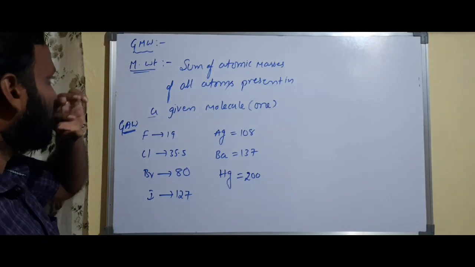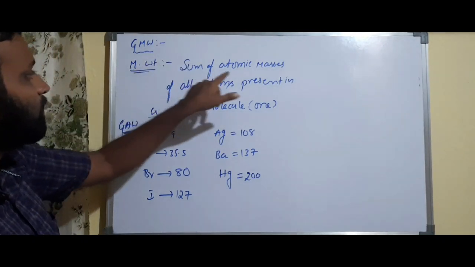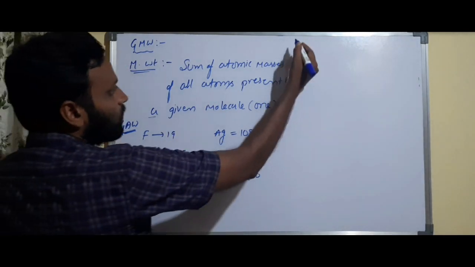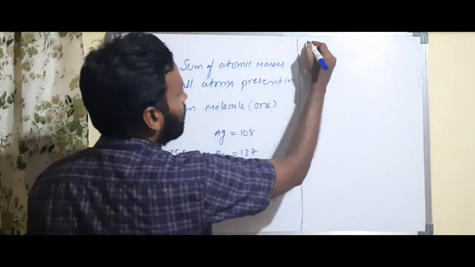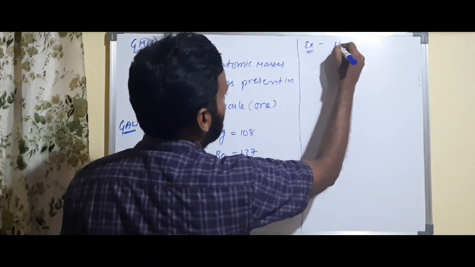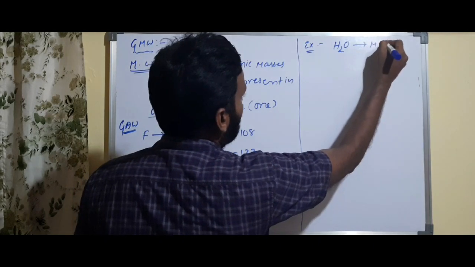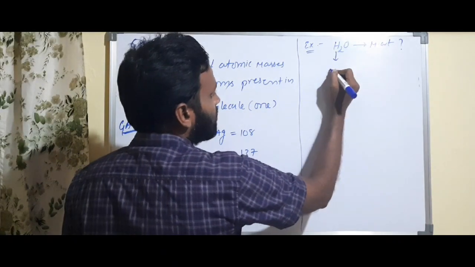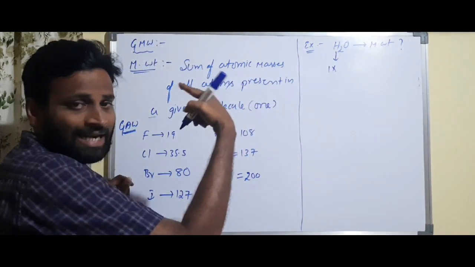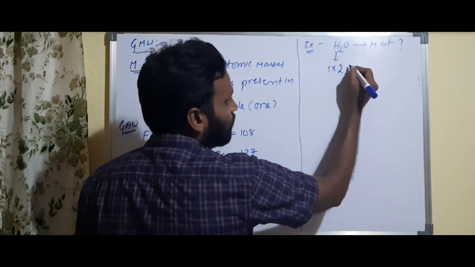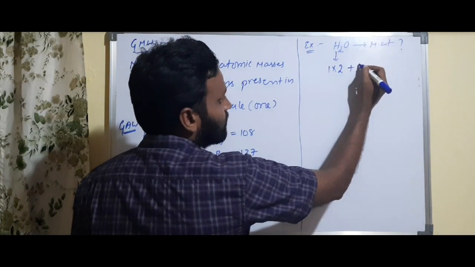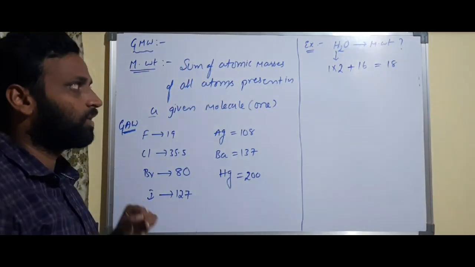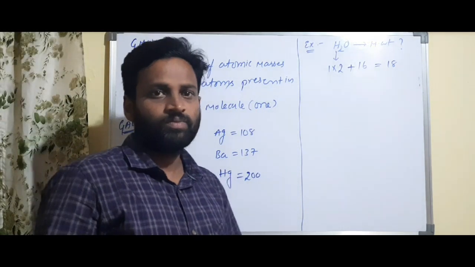Now, gram molecular weight. The sum of the atomic masses of all atoms present in a given molecule is called molecular weight, as I told you. Some examples: water. What is the molecular weight of water? Very simple: hydrogen is 1, and there are 2 hydrogens, so 1 into 2, plus oxygen, which is 16. So 2 plus 16 is 18. So 18 is the molecular weight of H2O.